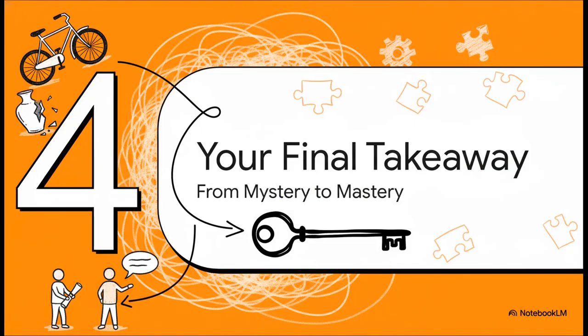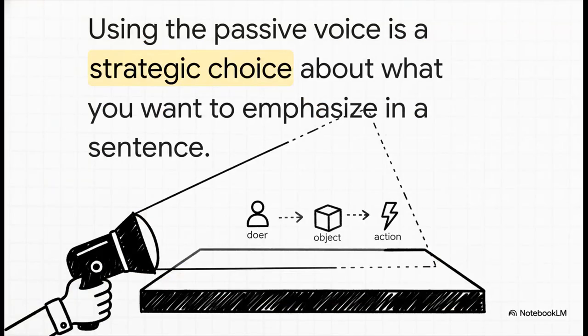Wow, okay, so we've gone from stolen bikes to broken vases, from formal reports to just casual chat. Let's wrap this all up with the single most important idea you should walk away with. So if you remember only one thing, let it be this. Using the passive voice isn't about getting grammar right or wrong. It's about making a strategic choice. It's about you, as the speaker or the writer, getting to be the director of your sentence and deciding who or what gets the spotlight.